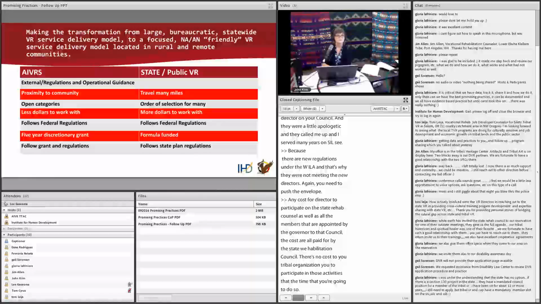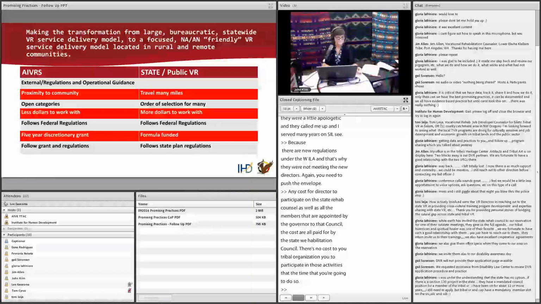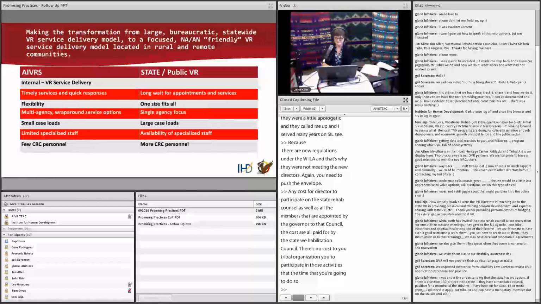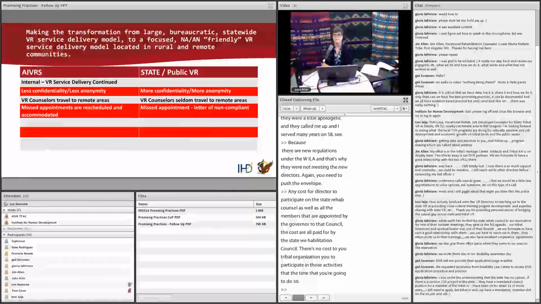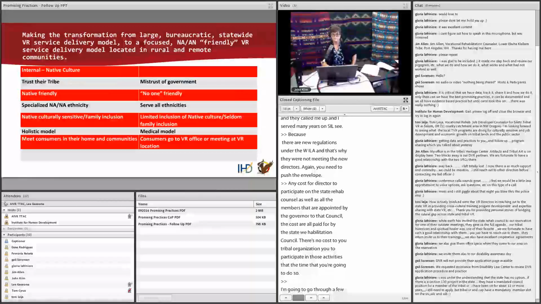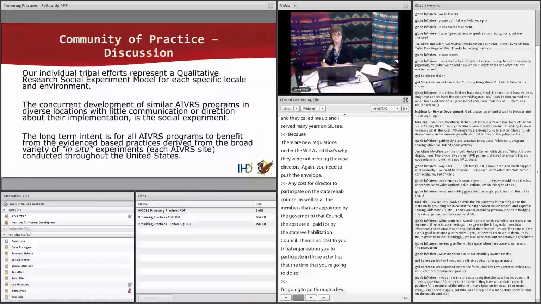Other discussion that has come in? Not yet. I'm going to go through a few more slides here. This is the table. I think we've probably said enough about this, but the table at one point is just kind of a good point for discussion.